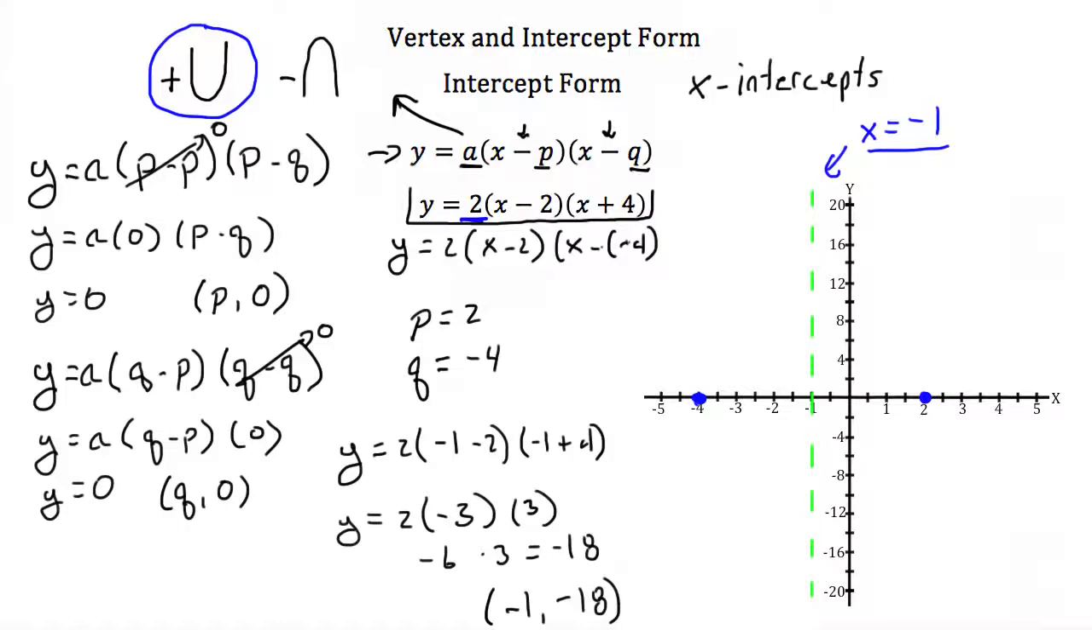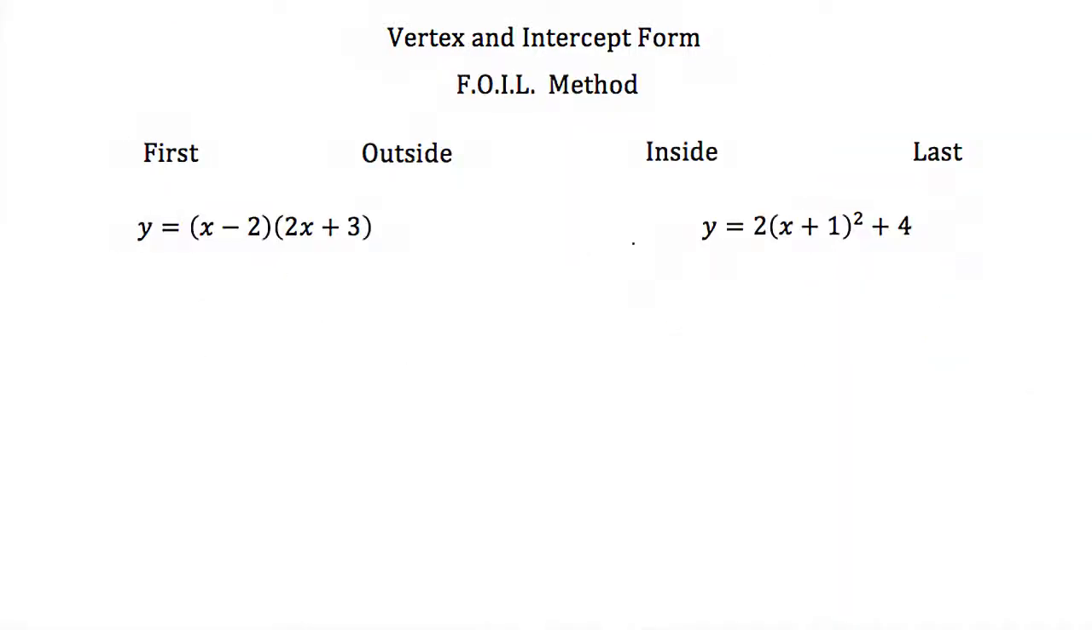So if we plot that, negative 1 is on our axis of symmetry, and it's at negative 18, which is right here. And we have these points, so we can see that our parabola is going to look something like this. And that would be our graph of y is equal to 2 times (x minus 2) times (x plus 4). Now, the last thing we have to talk about is the FOIL method.